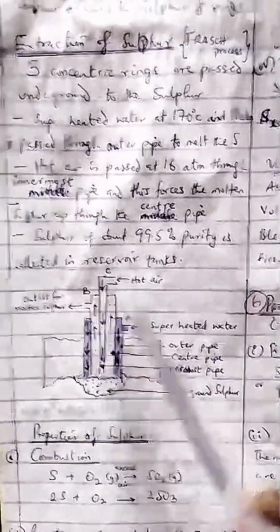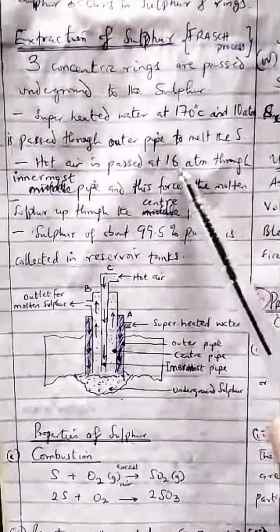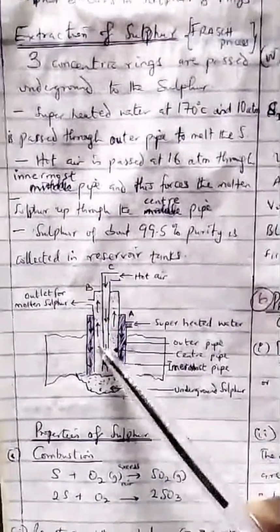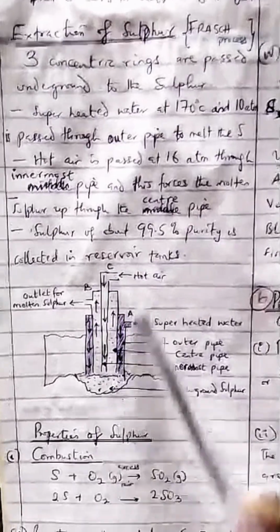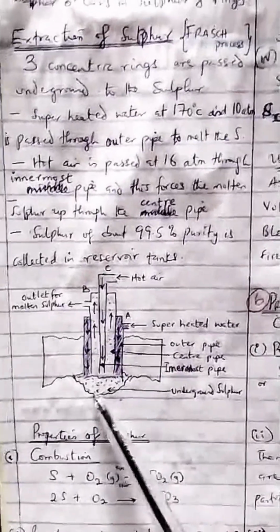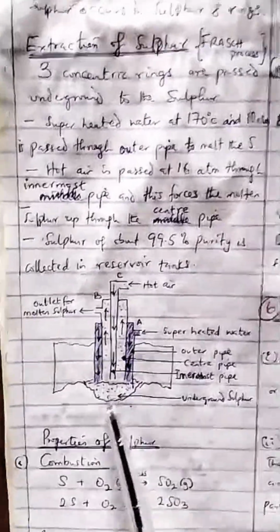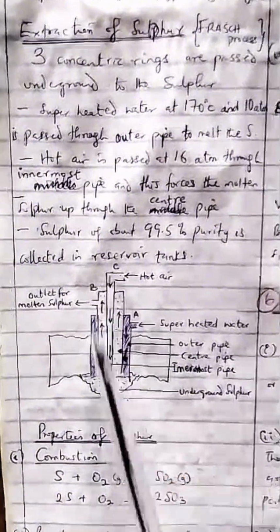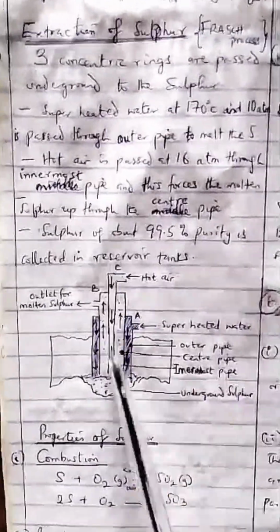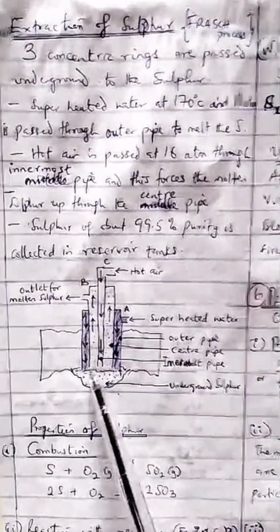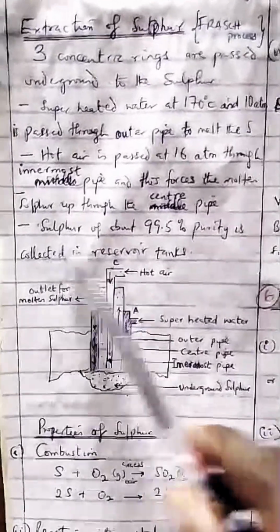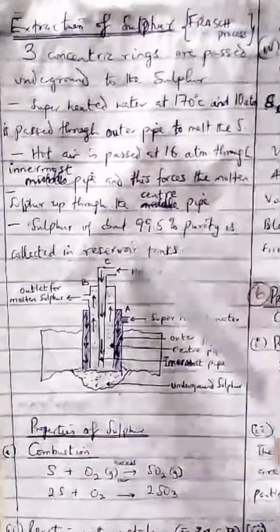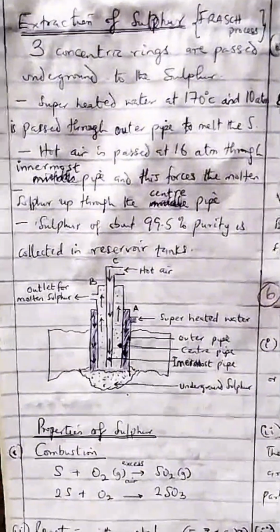The hot air is passed at a high pressure of 16 atmospheres through the innermost pipe. Because the sulfur has been melted by the water from the first pipe, the hot air forces this melted sulfur up through the center pipe. Sulfur of about 99.5% purity is collected in reservoir tanks. So that's the Frasch process.